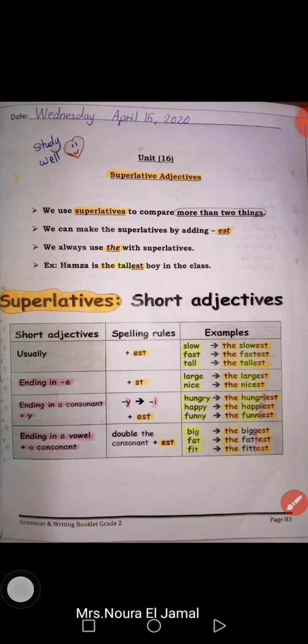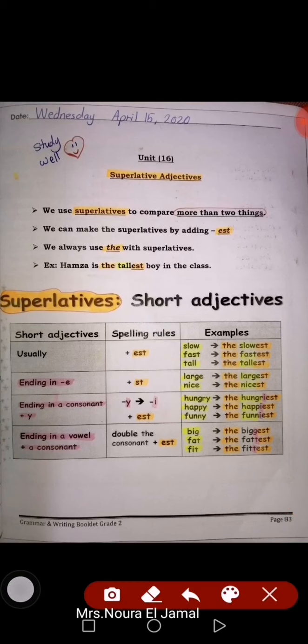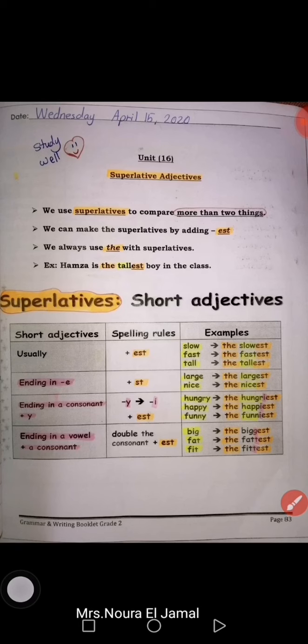If the adjective ends in e, we just add st. Like large became the largest and nice became the nicest, we just write st only. Ending in a consonant and y, we change Y to I and then we add est. Like angry became, or hungry became the hungriest. Happy, the happiest. Funny, the funniest. We change Y to I, then we add est.